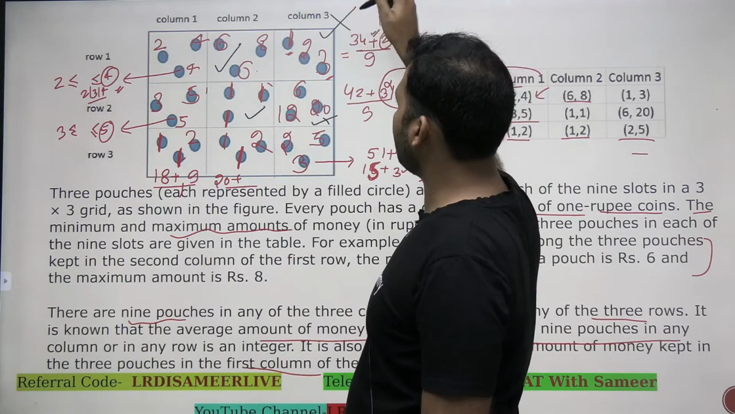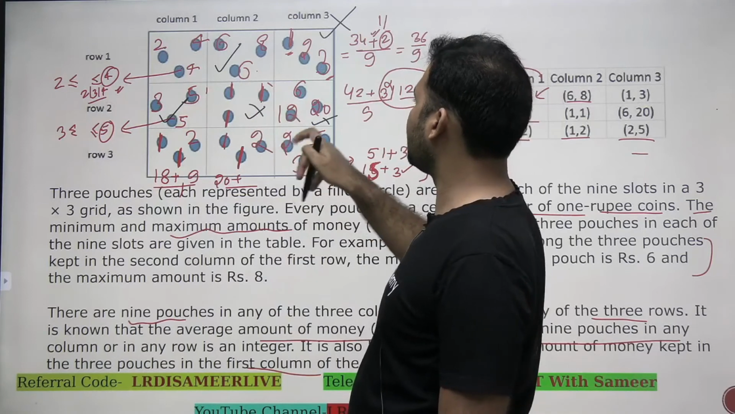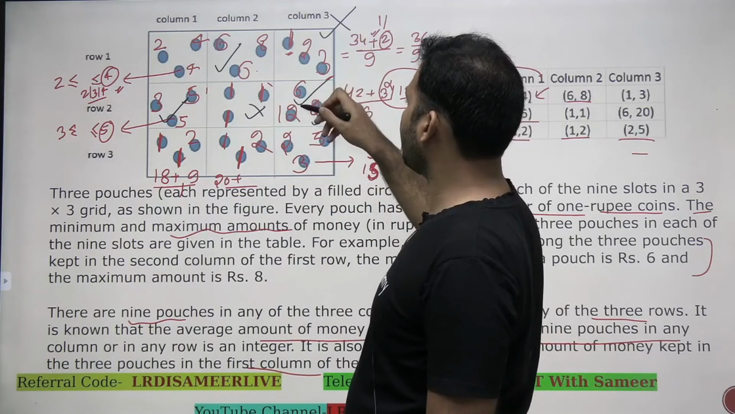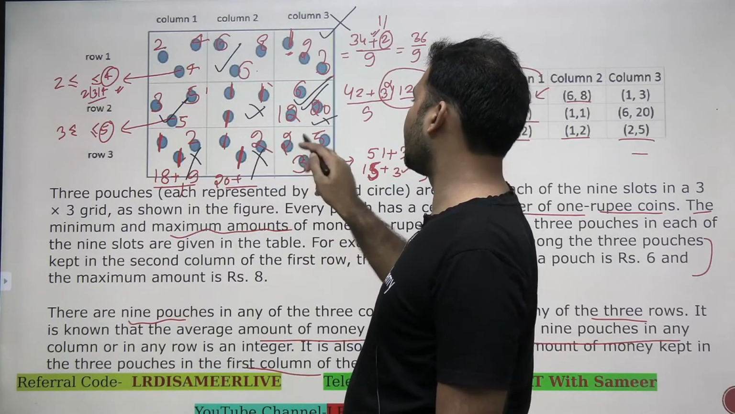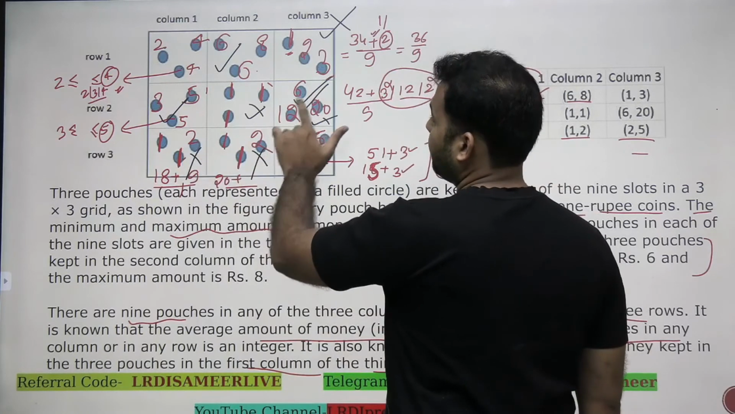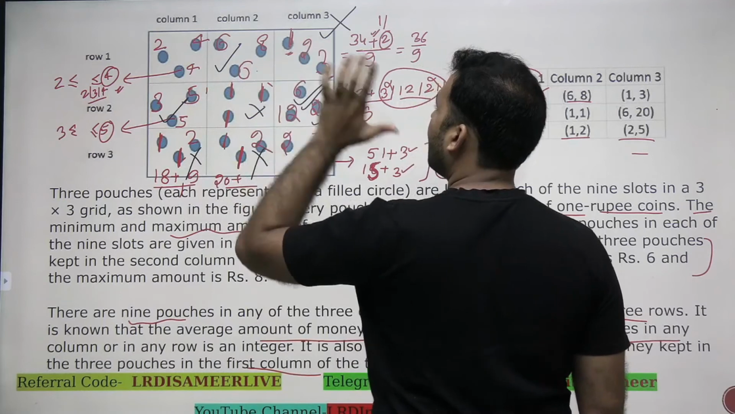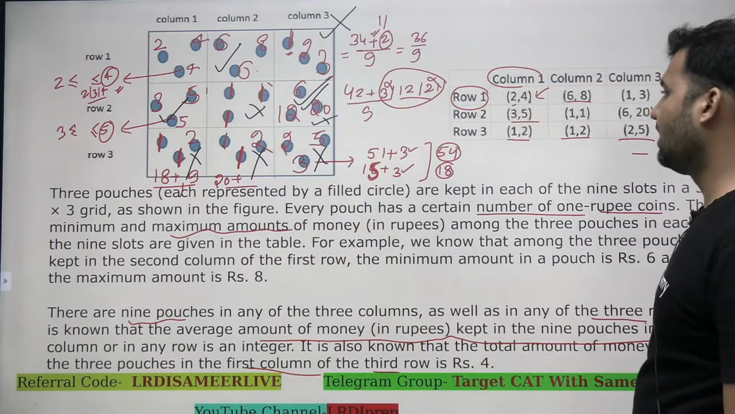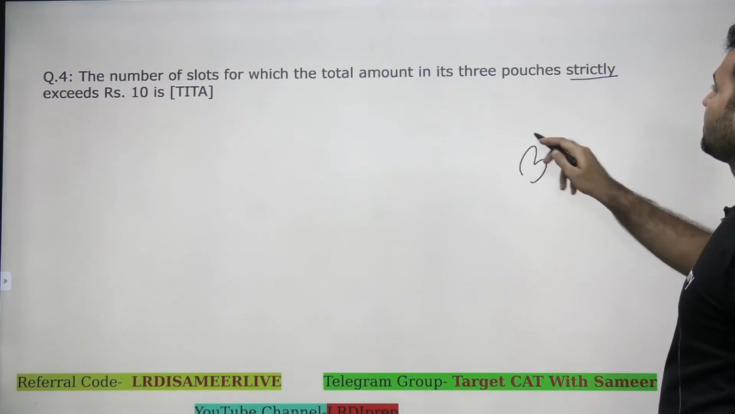3 plus 2, 1. This is not more than 10. 5 plus, this is more than 10. This is not more than 10. This is more than 10, right? This is not more than 10. This is not more than 10. This is not more than 10. So how many such slots are there? Slot number 1, 2, 3. Only 3 such slots are there where the total amount of money exceeds rupees 10. So the answer is 3.